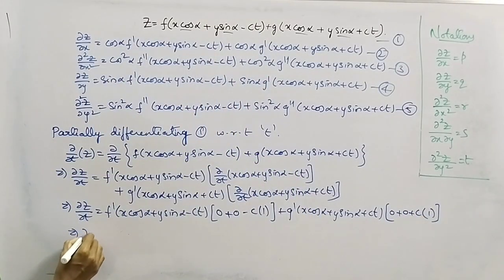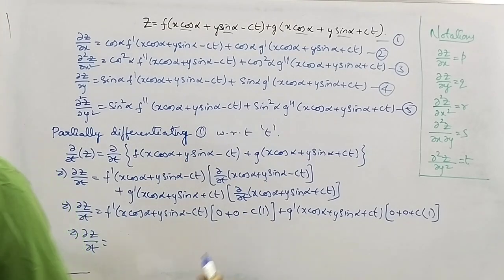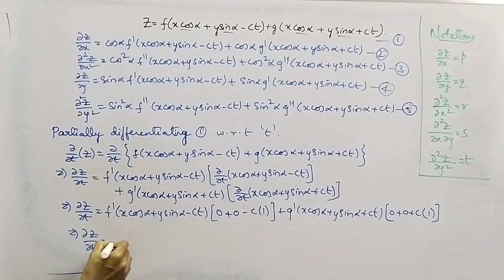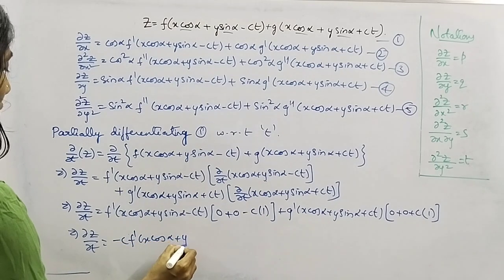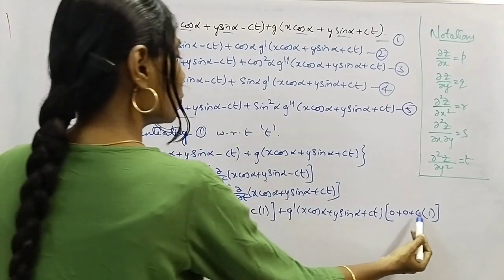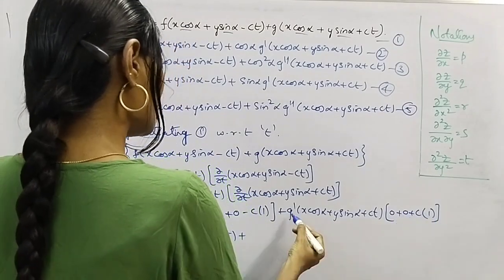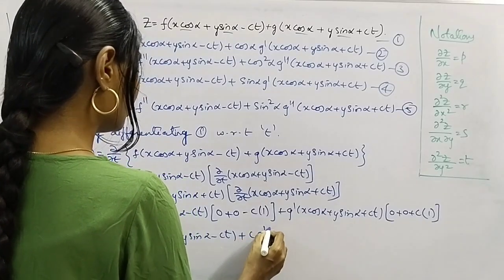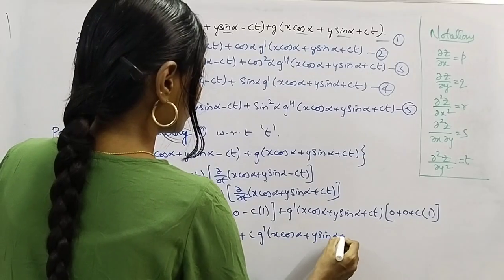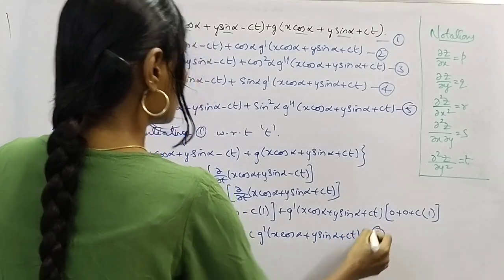This gives us ∂z/∂t equal to minus c, c into 1 is c. Here you have minus, so you will have minus c. 0 plus minus c gives minus c, you will get minus c f dash, plus c into 1, c plus 0 is c, into g dash is c g dash. Consider this as equation number 6.